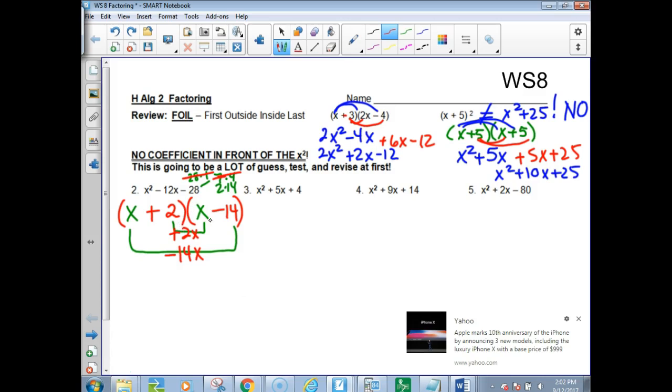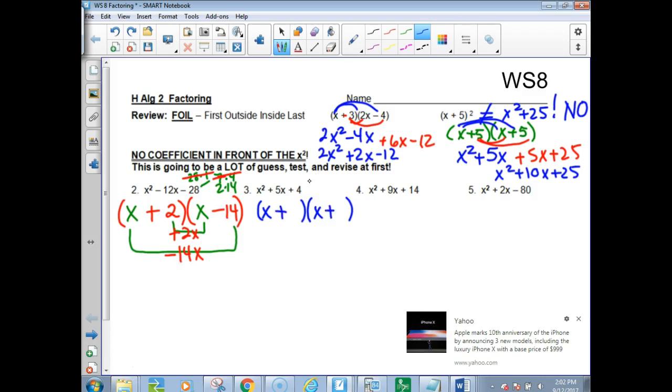Okay, so x plus 2 times x minus 14 is the correct factorization of this trinomial. Okay, let's do another one. This one's a pretty easy one because there's not a whole lot of choices for the last term. But most kids go for the factors of 4 are, wait, do you see how both of these are plus? Then these both have to be plus.